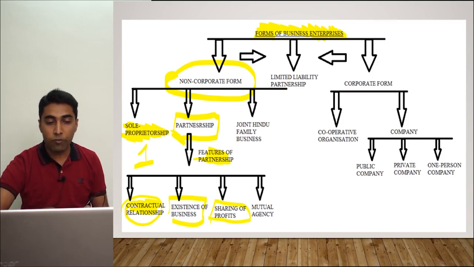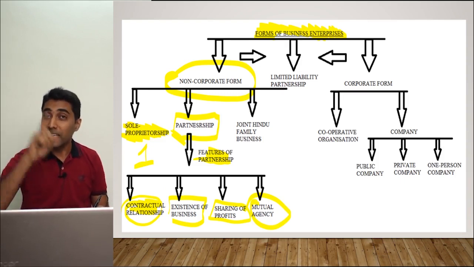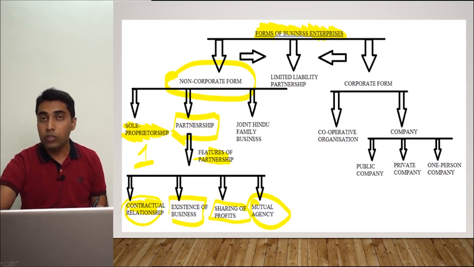Then there is the existence of a business in partnership. Then there is sharing of profits. Then there is mutual agency. But what is the biggest problem in partnership? Unlimited liability. Liability is unlimited. Why is the liability unlimited? Because partnership is not a separate entity in the eyes of law. So if you are in a partnership, you have many flexibility advantages, but the biggest disadvantage is unlimited liability.